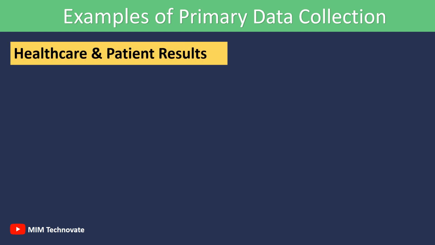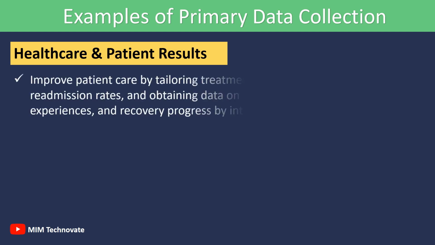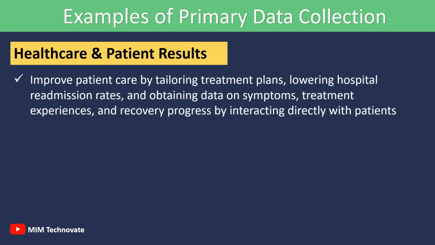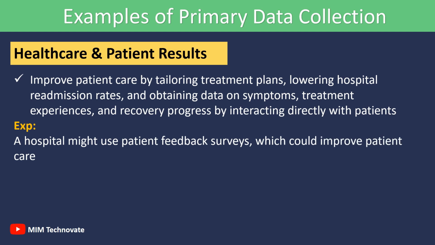Healthcare and patient results. Primary data collection in the healthcare industry has transformed patient treatment. Healthcare practitioners can improve patient care by creating treatment plans, decreasing hospital readmission rates, and obtaining data on symptoms, treatment experiences, and recovery progress by interacting directly with patients. For example, a hospital might use patient feedback surveys, which could improve patient care.